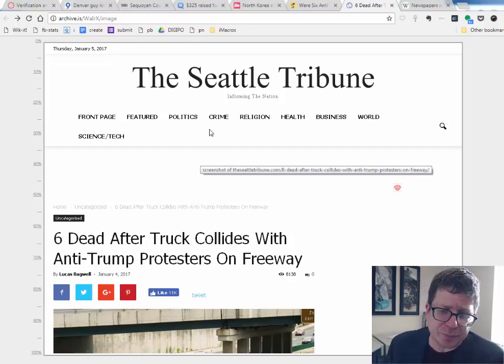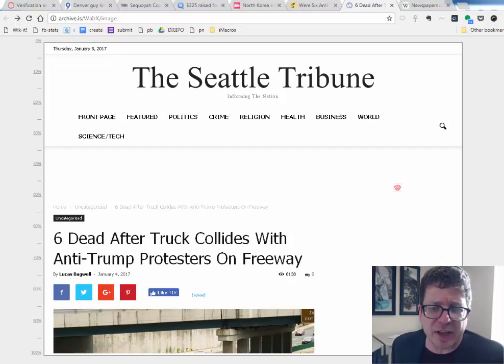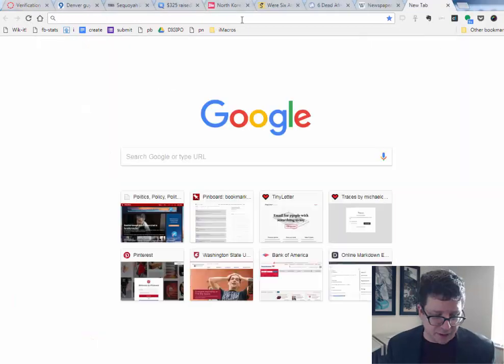This is a snapshot of the Seattle Tribune, a fake newspaper, in a story that they ran January 5th, 2017. 6 dead after truck collides with anti-Trump protesters on freeway, right? So how can we quickly find out that Seattle Tribune is fake? Well, Wikipedia is usually your answer here. So let's go to Wikipedia.